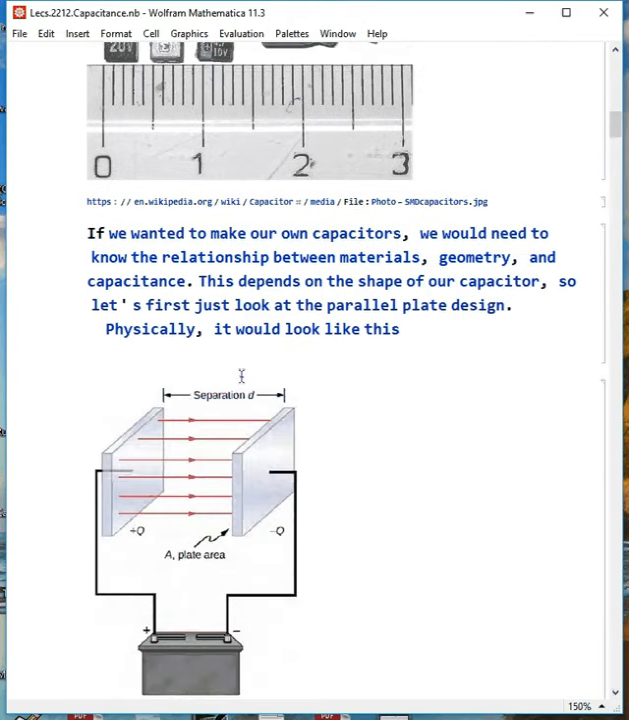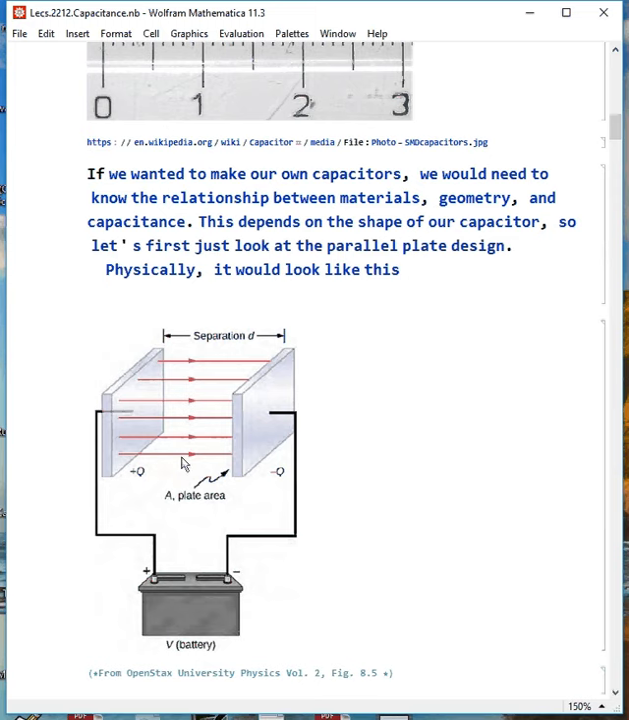Now, if we want to go into the business of making capacitors, we need to know the connection between the materials, geometry, and capacitance. This depends on the shape of our capacitor, for one. So again, we're going to stick with the easy parallel plate design. Physically, it would look like this. We have plate area A, separation D, we connect it to a battery.